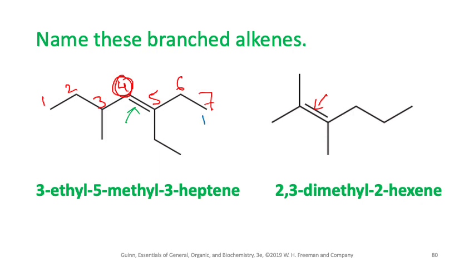If I start from here, 1 2 3 4 5 6 7. If I start from here, I'm giving the double bond number 3. So this is the right way of counting it, right? The blue one. And we have 2 substituents.